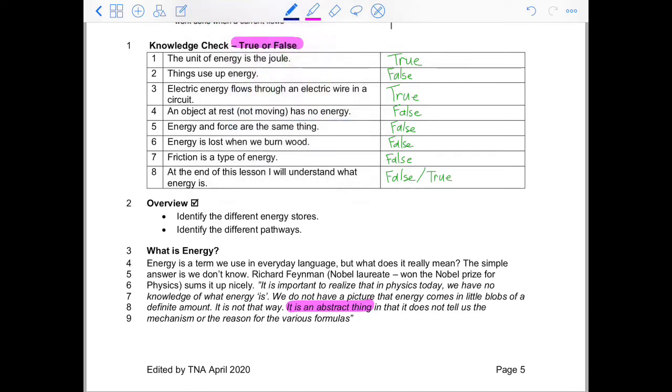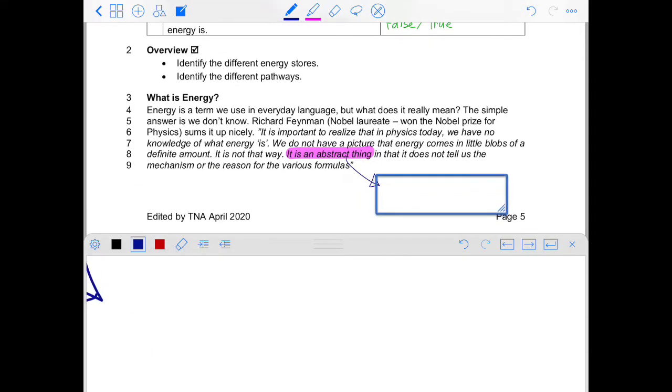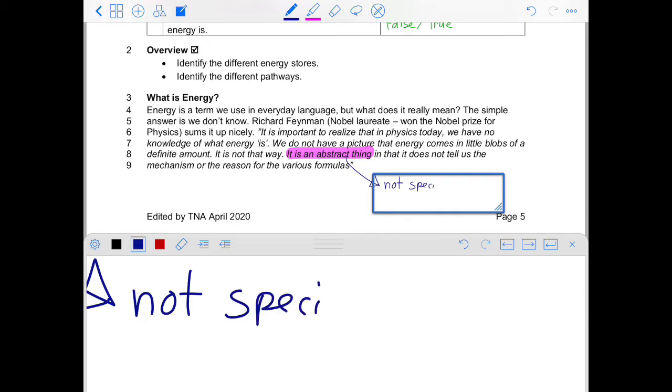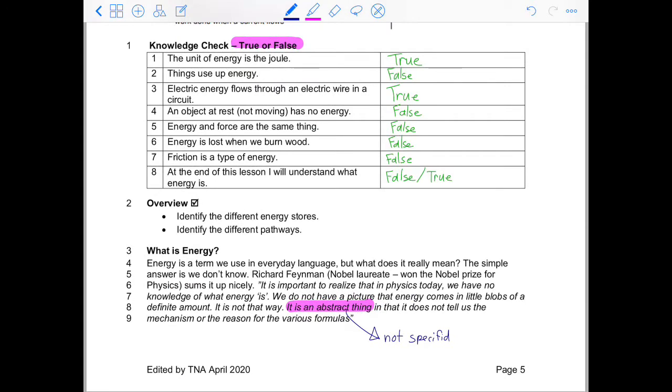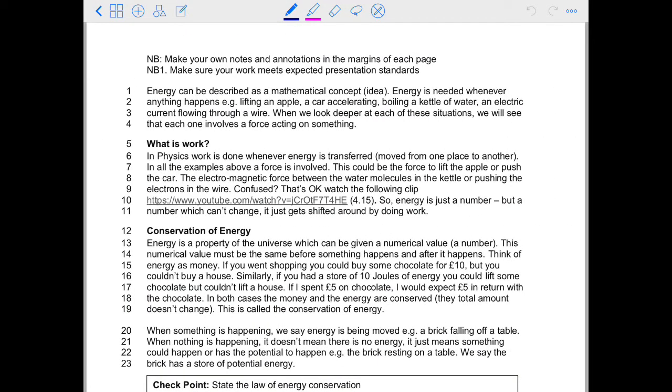So the fact energy is abstract, you might remember from English class, the word abstract, or from art, means not specified, or not clear as to what it is. That abstract thing, it's not specified. It's something that we have an idea of, but we can't quite name. So energy, in the knowledge we have of it, can be described as a mathematical concept or a mathematical idea. So it is a number that we use. So energy is a number.